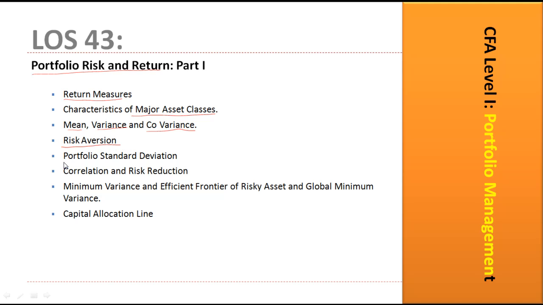then the idea of standard deviation of the portfolio, the correlation among assets or among securities and risk reduction, minimum variance and efficient frontier of risky assets, and global minimum variance. And finally, the capital allocation line. Let us start with return measures.